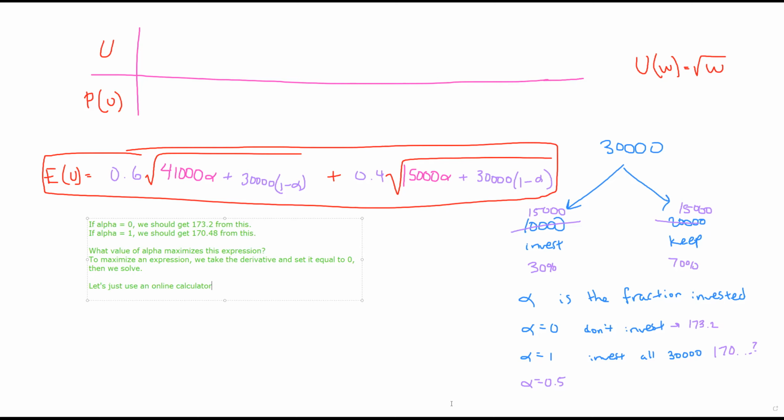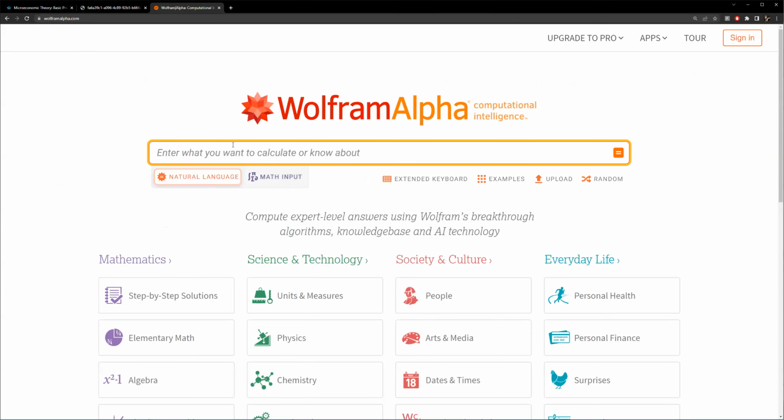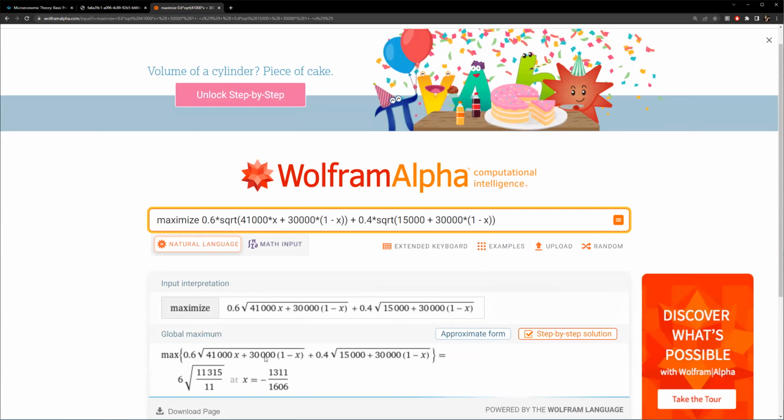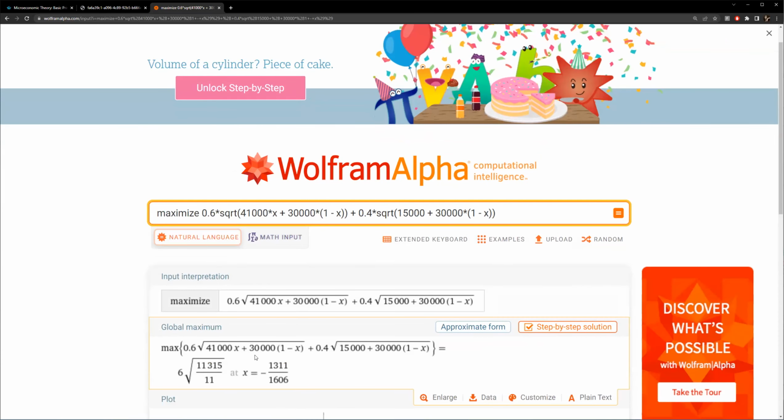Okay, so I'm going to toggle on over to Wolfram Alpha. Maximize 0.6 times the square root of 41,000 times x plus 30,000 times 1 minus x plus 0.4 times the square root of 15,000 plus 30,000 times 1 minus x. Cool, let's see what this gives us. This tells us that I screwed up. Oh, this needs an x.